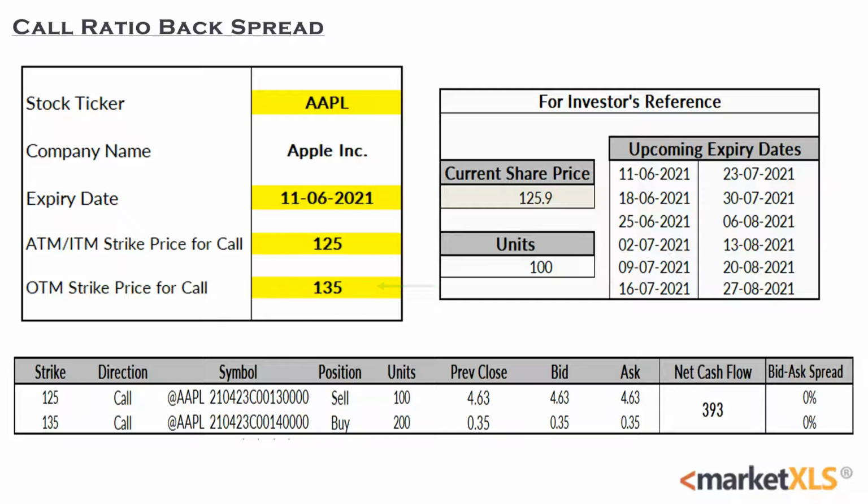Below in the table, you can also see what option contracts we've bought and sold and their respective bid and ask prices. The net cash inflow turns out to be $393. We've built the net credit strategy and received $393 upfront to enter into the trade, and this is reflected in the net cash flow section.